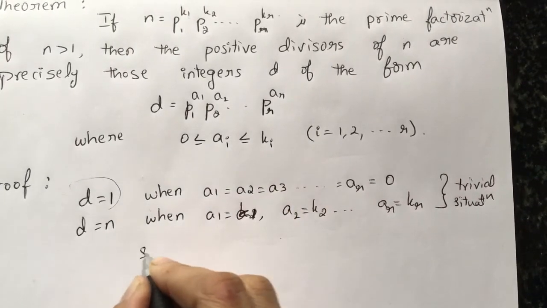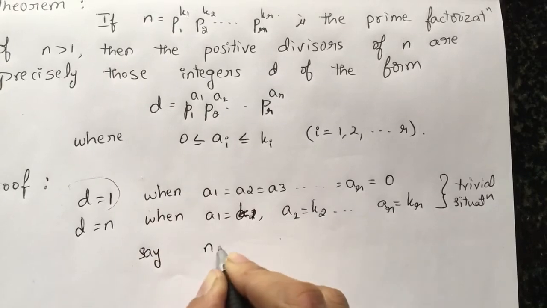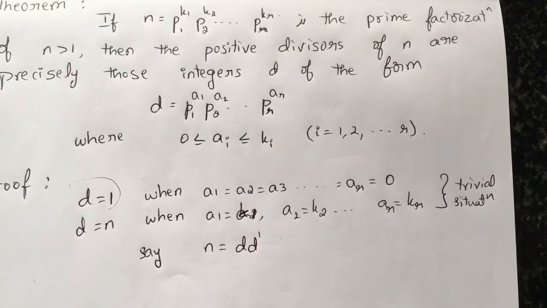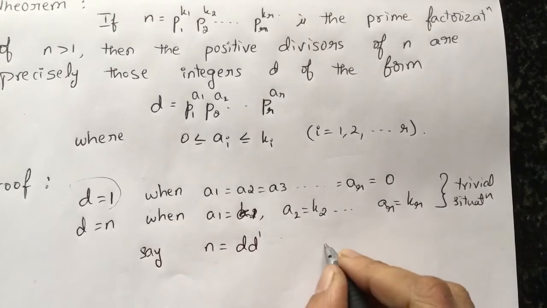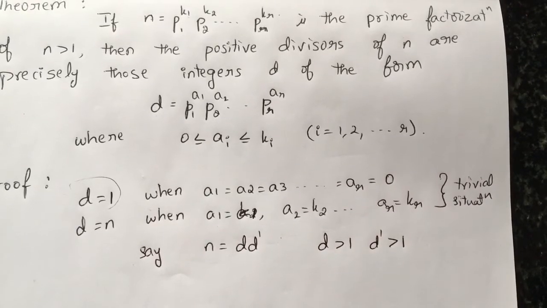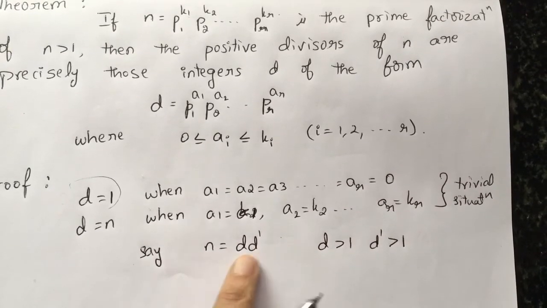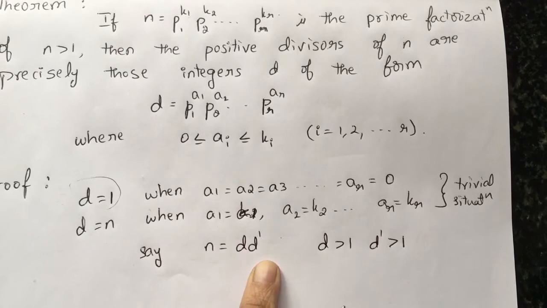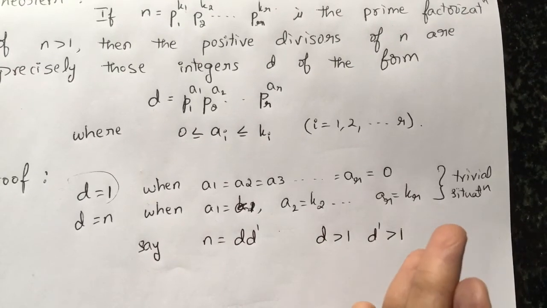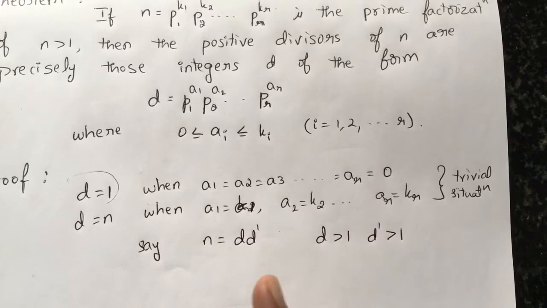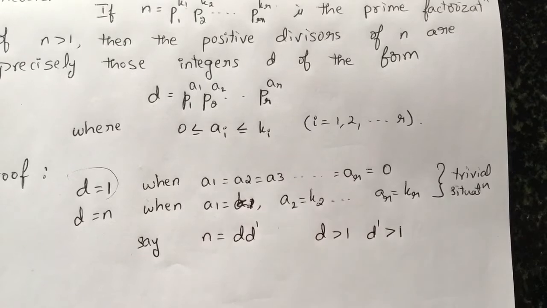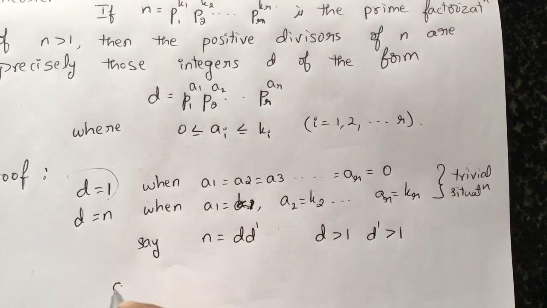Say n equal to d into d prime, and this d and d prime are greater than 1. Now both d and d dash can be expressed as a product of primes, and those prime numbers may be distinct or may not be, not necessary.